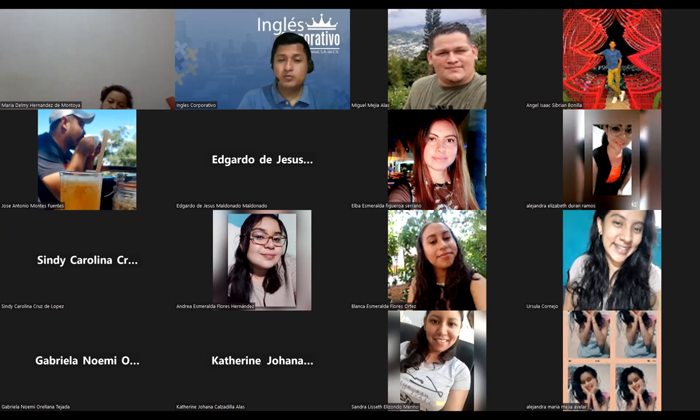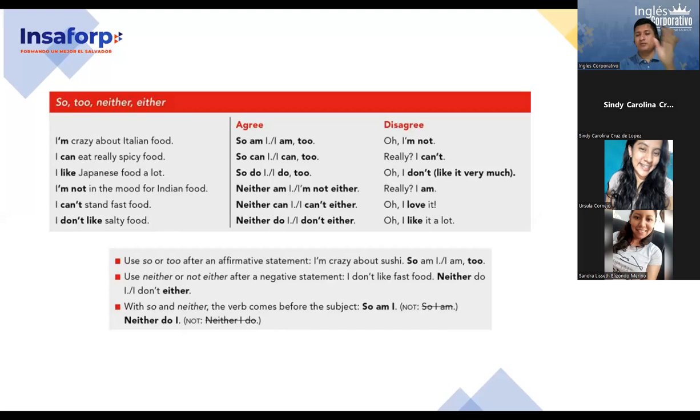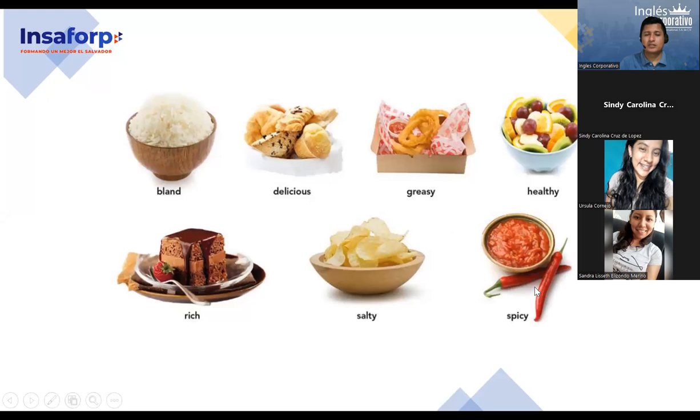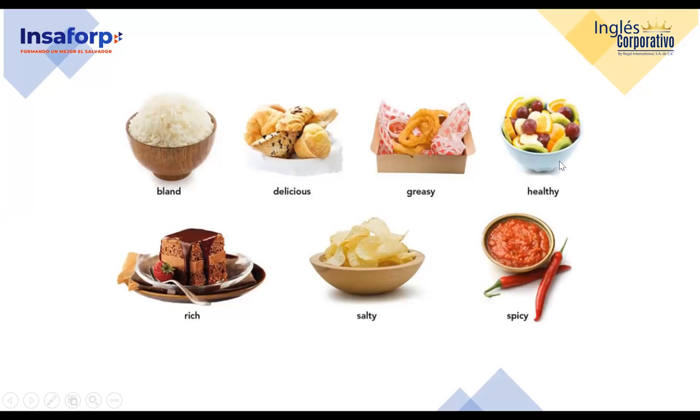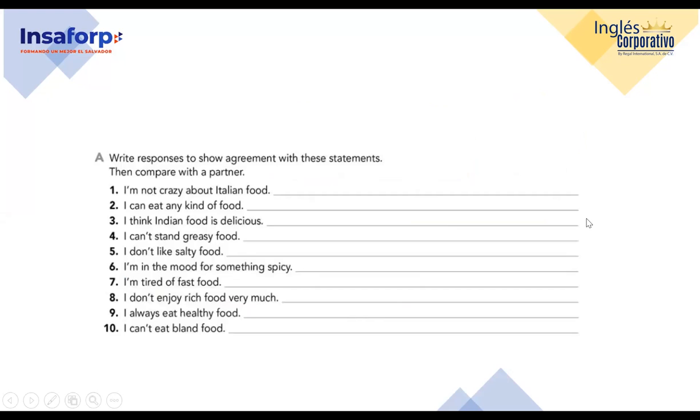Okay. With this one, again, we need practice. So if I'm talking about the verb to be, I need to use the verb to be. If I'm talking about the can, I need to use so can I, or I can too, or neither can I, or I can't either. Yes, so we need to be playing with this structure, right? And don't forget, that you can make up some sentences depending on the context you're talking about.